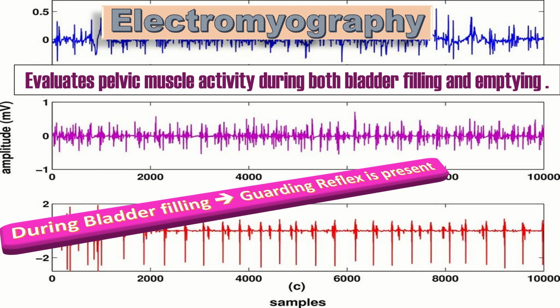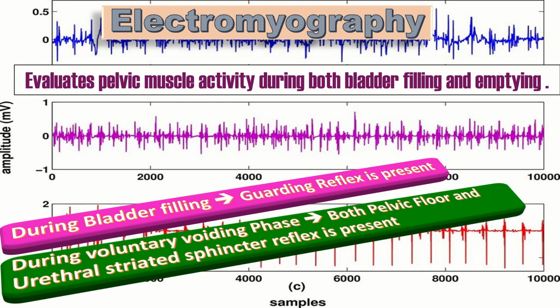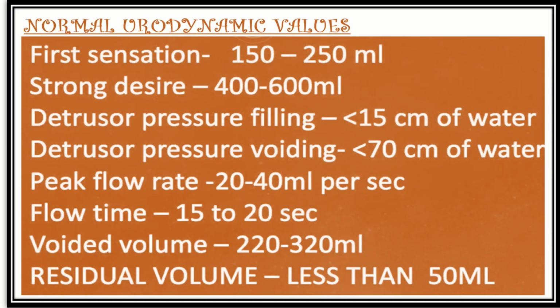During bladder filling, the guarding reflex is present. During the voluntary voiding phase, both the pelvic floor and urethral striated sphincter reflex are present. This table shows the normal urodynamic values. First sensation comes at 150 to 250 ml. Strong desire is there at 400 to 600 ml.